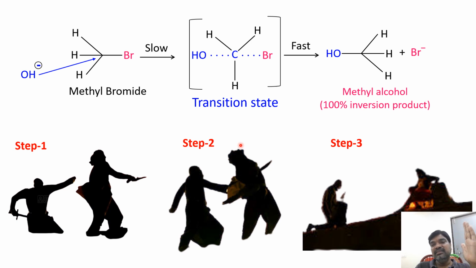After formation of the transition state, what is happening here? Kattappa will remove the sword from Bahubali. Finally, what happened here?